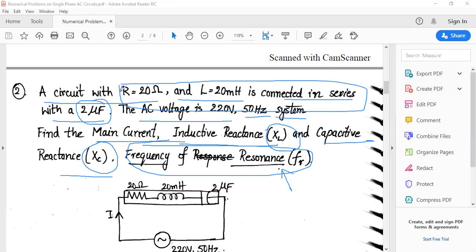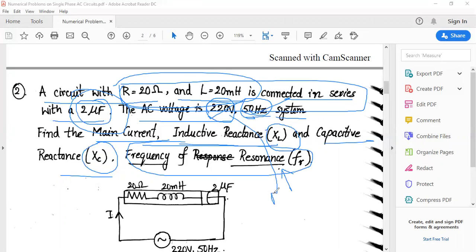So now you have a combination of R and L, and then you have a capacitor of 2 microfarad in series with it, and a supply of 220 volt and 50 hertz. The frequency is in hertz, which is 50 hertz. This is the RMS value of the single phase voltage.